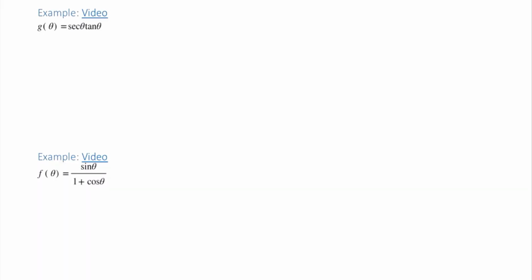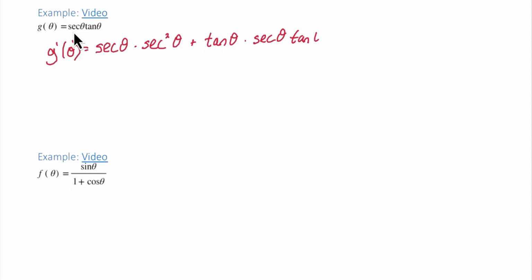In our next example, we are looking for the first derivative, g prime of theta. Notice we have a product, secant theta times tangent theta. The product rule says we copy the first, take the derivative of tangent. The derivative of tangent theta is secant squared theta, then plus, copy the second, tangent theta, and multiply by the derivative of the first function. The derivative of secant theta is secant theta tangent theta.